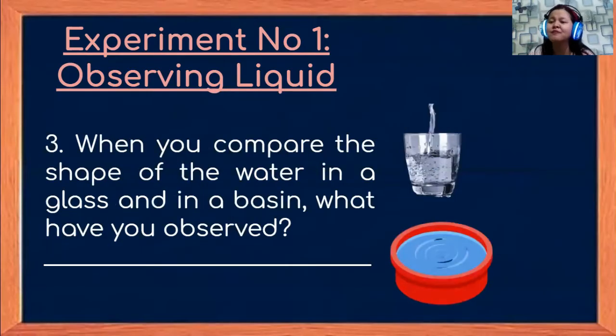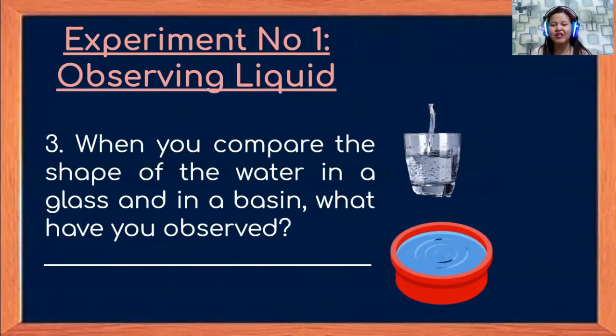For the third question, when you compare the shape of the water in a glass and in a basin, what have you observed? Okay? Do they have similar shapes? Yes, if they are both round containers. But, do they have similar sizes of water? When we say sizes, for example, it is a small circle and a big circle. Are they the same? Okay, not. But in terms of volume, they still have the same amount of water.